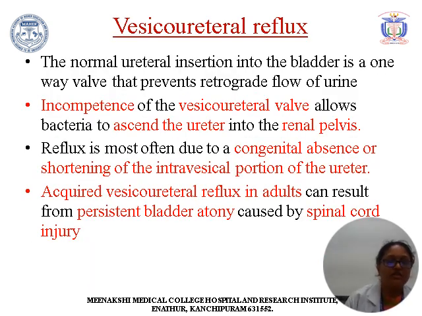Vesico-ureteral reflux. The normal ureteral insertion into the bladder is a one-way valve that prevents retrograde flow of urine. Incompetence of the vesico-ureteral valve allows bacteria to ascend the ureter into the renal pelvis. Reflux is most often due to congenital absence or shortening of the intravesical portion of the ureter. Acquired vesico-ureteral reflux in adults can result from persistent bladder atony, which is caused by spinal cord injury.